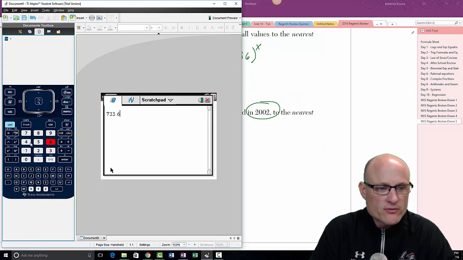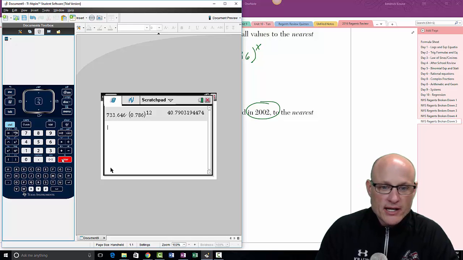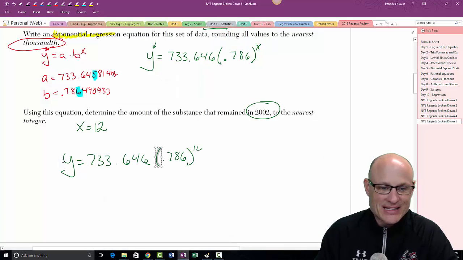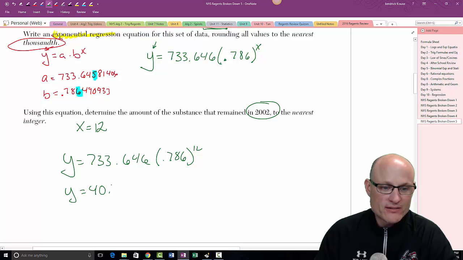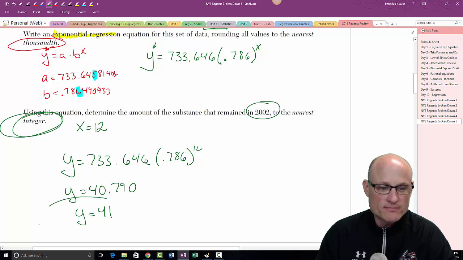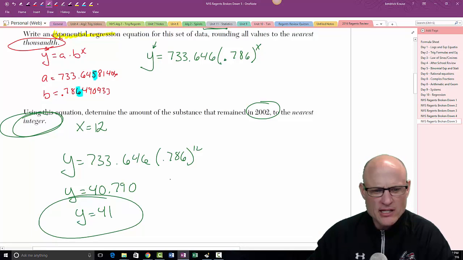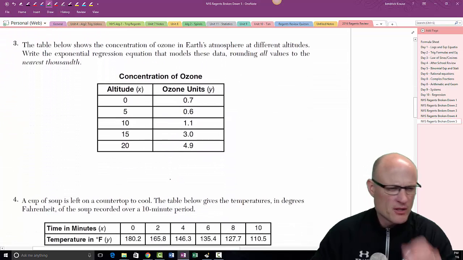On the calculator: 733.646 times parentheses 0.786 raised to the 12th. And I get 40.790. So Y equals 40.790, and they want us to round it to the nearest integer. So my answer is Y equals 41. All right, that was 4 points. I think we're back to 2-point questions now.